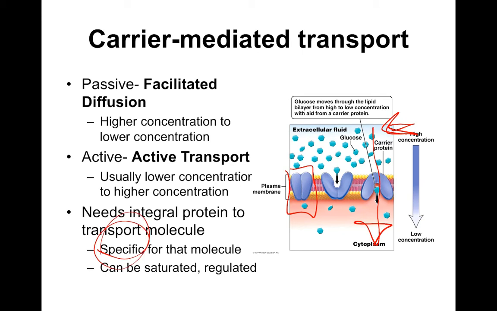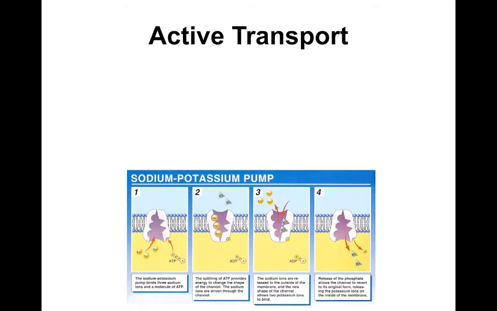Now, any type of integral protein is specific for one type of molecule. As you see here in this picture, this is the glucose transporter that moves it across the membrane. And this protein will only bring glucose molecules across the membrane. Now, very similar to enzymes, these proteins can become saturated as well as they can be regulated as to how much is let in and how much is removed out using diffusion or using expending energy.